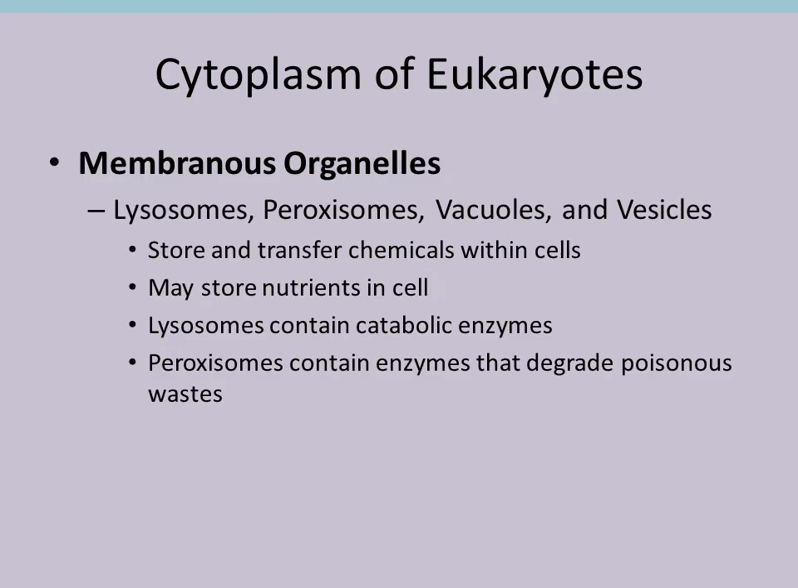You have additional membrane-bound organelles like lysosomes, peroxisomes, vacuoles, vesicles. These are often storing various chemicals or transferring chemicals within the cell. They may store extra nutrients. The lysosomes are often referred to as the recycling center because they contain very highly digestive enzymes that will break down anything that it comes in contact with. The peroxisomes contain enzymes that can help break down various waste products.